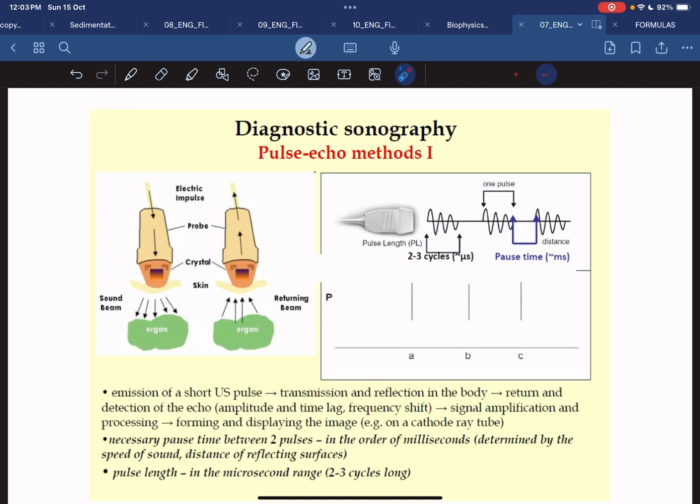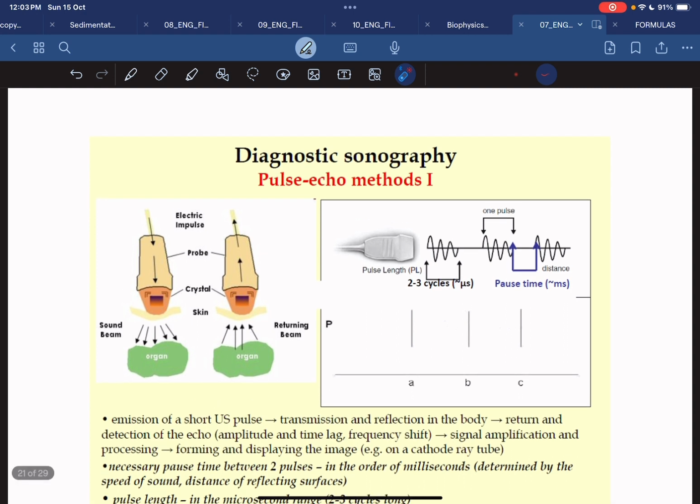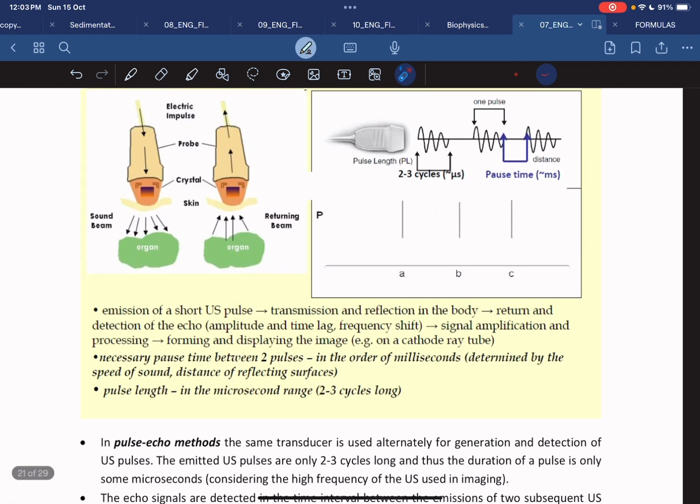Now, this is another method. Now we're going to see the pulse methods. What are the methods that we're going to see? We're going to see them now. So this is one of them: send a pulse, wait for the echo to come back, and then form an image based on that.